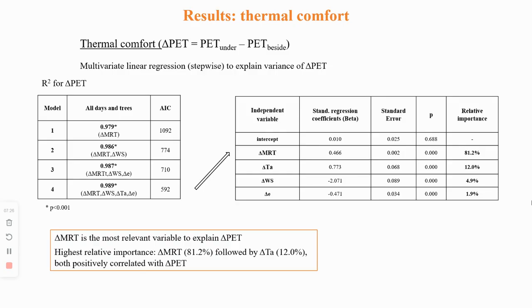MRT. We have calculated PET, physiological equivalent temperature, for our thermal comfort index, and did a multivariate linear regression. Most of the variation in PET, and how that varies under the tree compared to beside, that difference can be associated with the difference in shortwave radiation and its impact on MRT. Air temperature also has an impact on it.